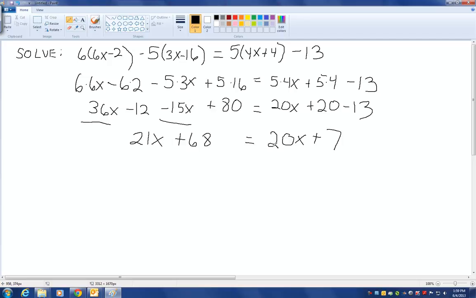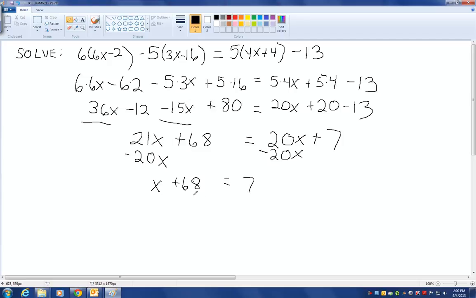But to do that, we aren't moving things around. A lot of people like to think of it as moving stuff around. We're subtracting things from both sides. So if we either subtract 20x or subtract 21x from both sides, one of these sides will no longer have an x. And 20x is a lot more convenient because that will leave the x on this side, and that's kind of cool. Okay, so subtracting 20x from both sides, we have now x plus 68 equals 7.